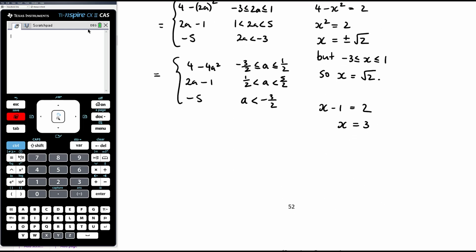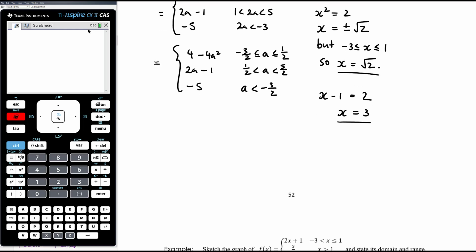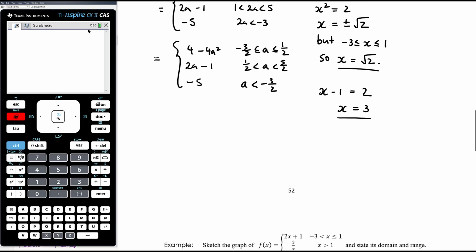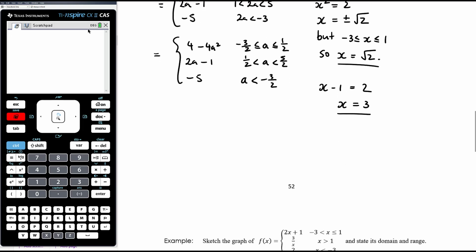Alright, so you have to make sure that it's within the required domain, so that one's okay. And then we could think about the third branch, which is just negative 5 equals 2, which is obviously not possible at all, so we're not even going to think about that. We were asked for a set of values of x, so let's say therefore x is an element of the set root 2, 3.